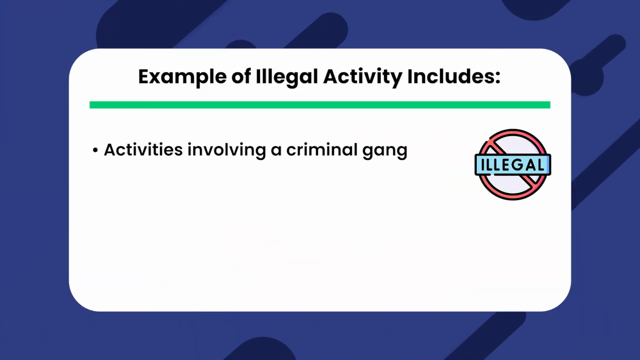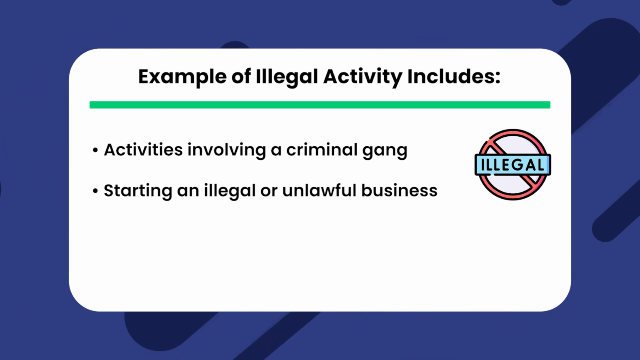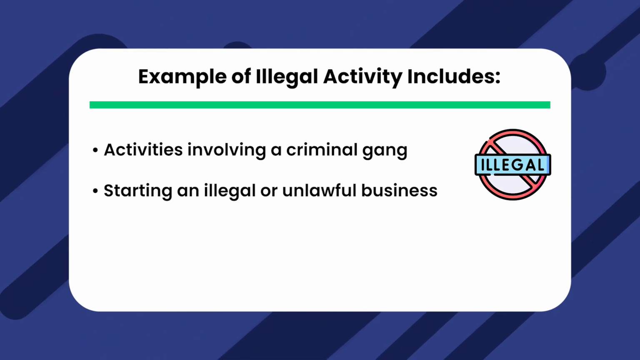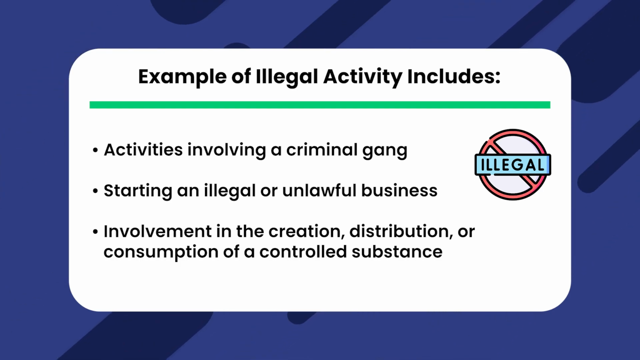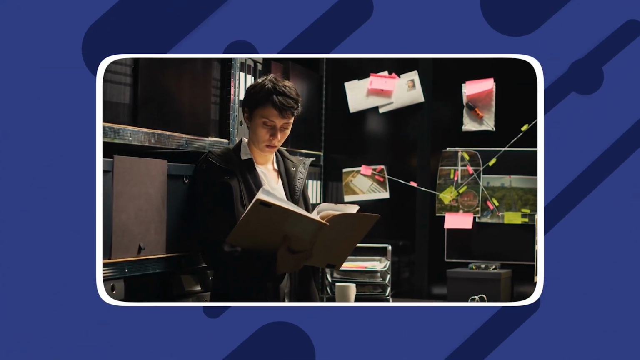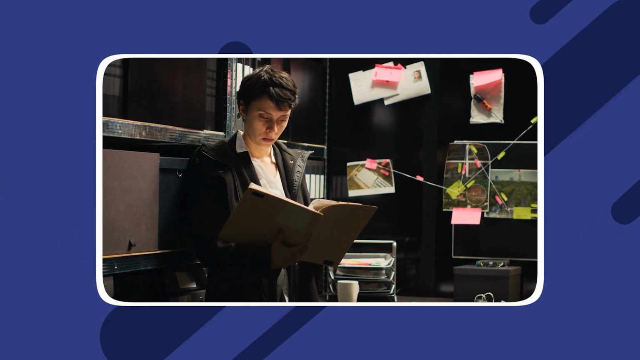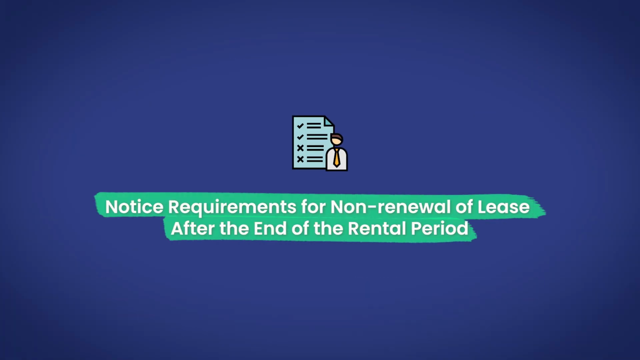An example of illegal activity includes activities involving a criminal gang, starting an illegal or unlawful business, or involvement in the creation, distribution, or consumption of a controlled substance. Should the tenant remain on the rental premises after their notice period ends, the landlord may continue with filing for an unlawful detainer action.